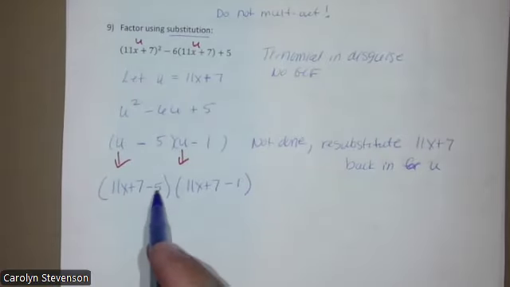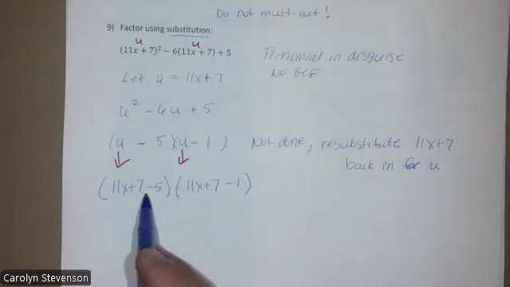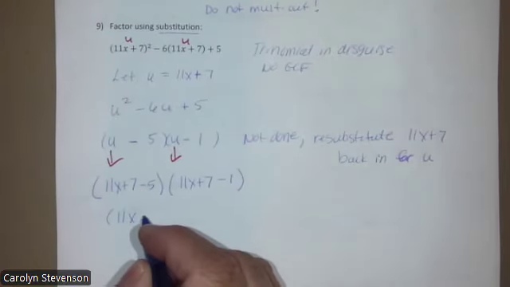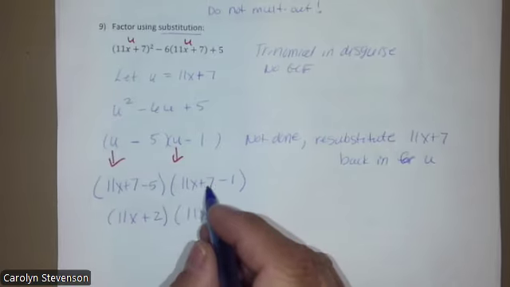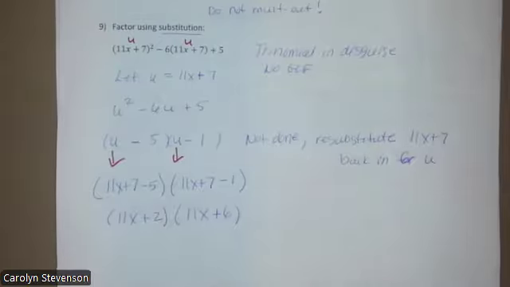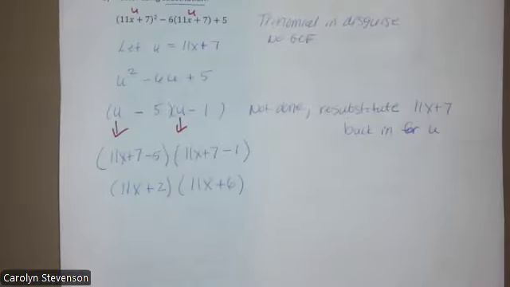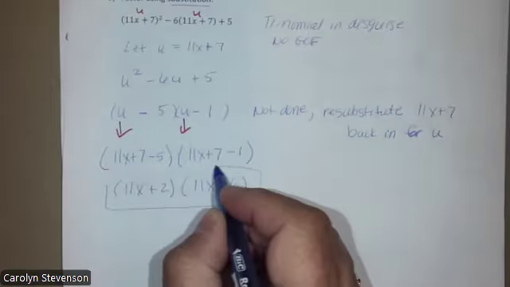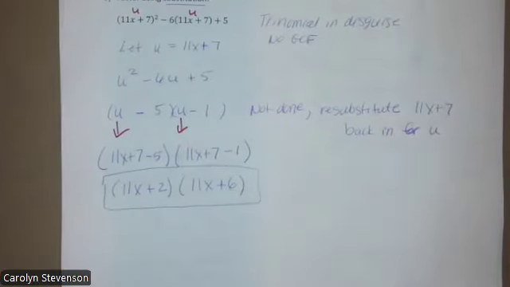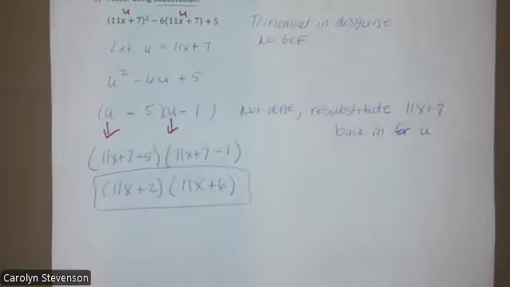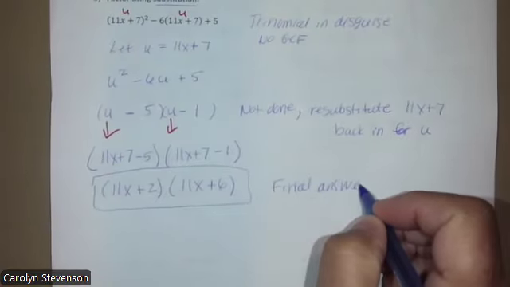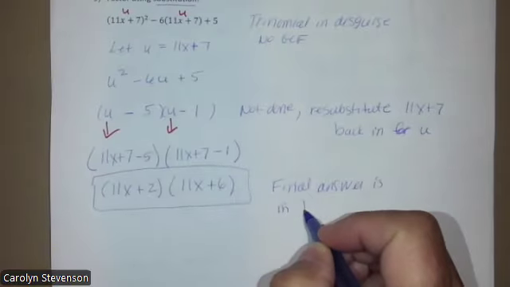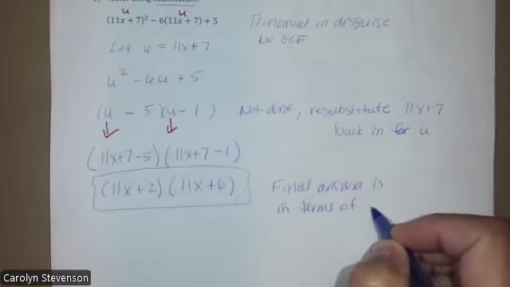And now just clean up each inside part. So combine like terms. 11x, 7 minus 5 is plus 2. And then here, 11x, 7 minus 1 is plus 6. So we get a normal looking answer for what a trinomial would factor to. So our final answer is in terms of x.